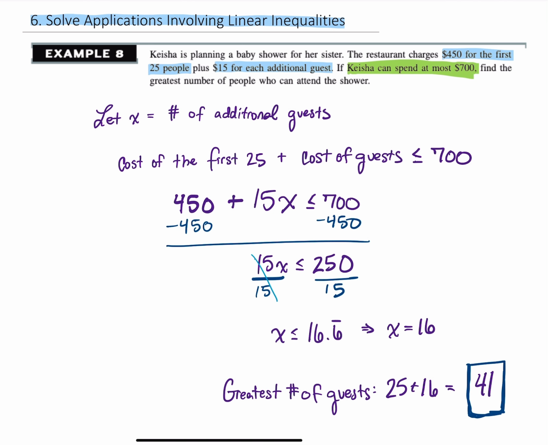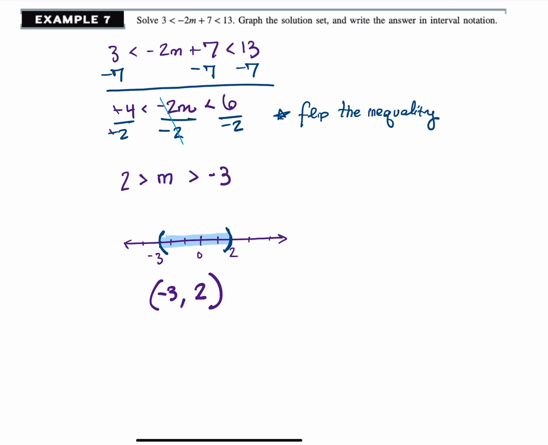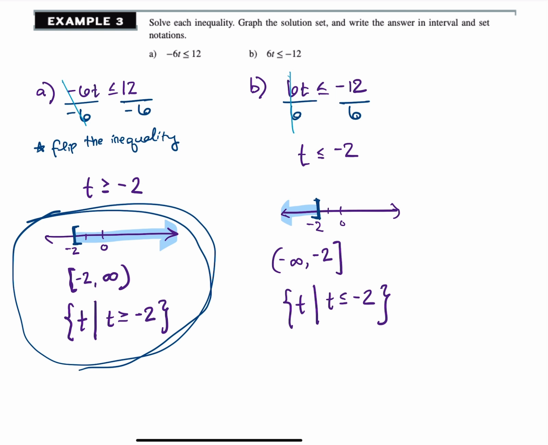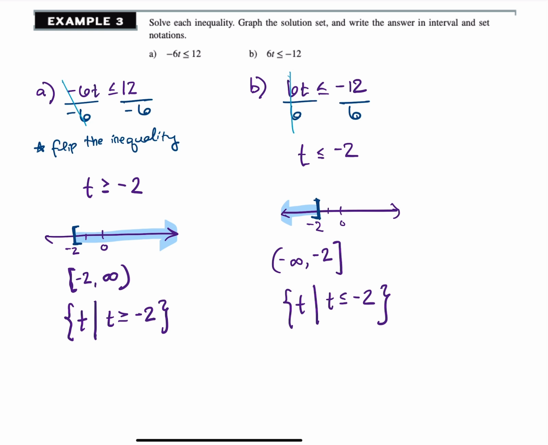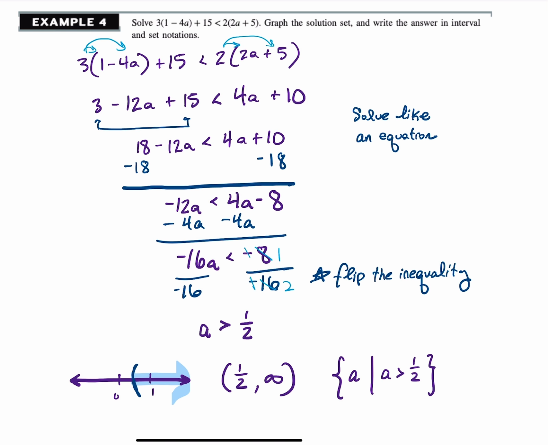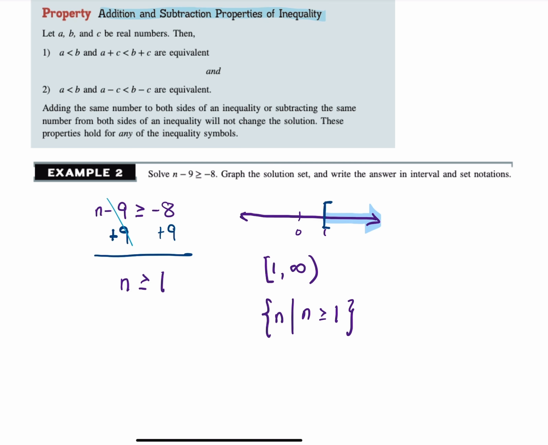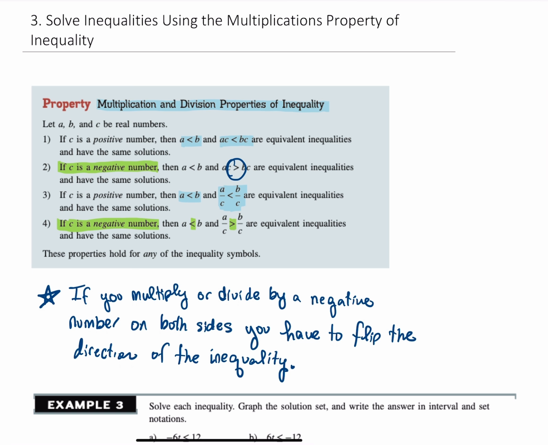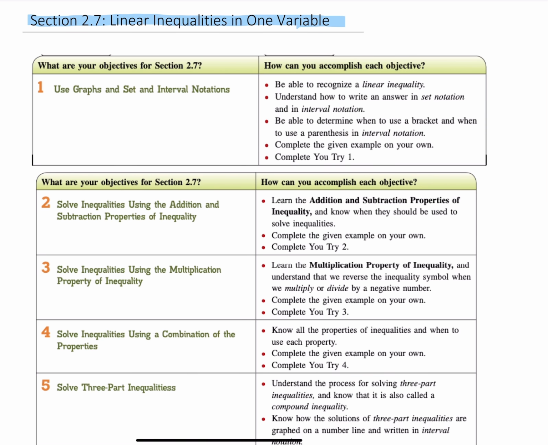So in general, with all of these, we're really just solving them like an equation, but we had this sort of different way of expressing our solution sets, like graphing it or using interval notation or using set notation. And then the main extra rule was if we have to divide by a negative, and this works with multiplying by a negative on both sides too, we have to flip the direction of the inequality. All right, so that was 2.7.